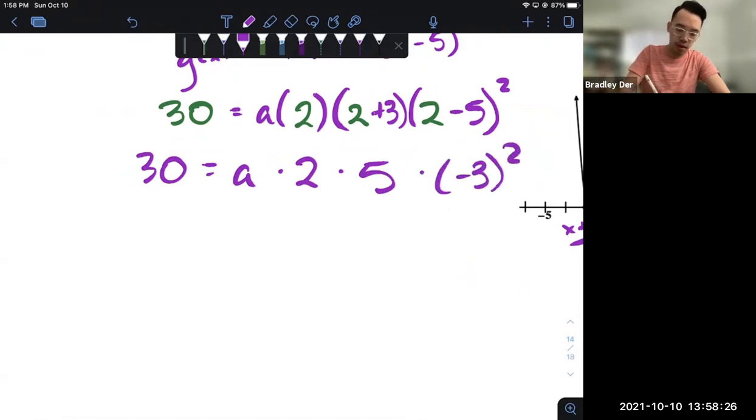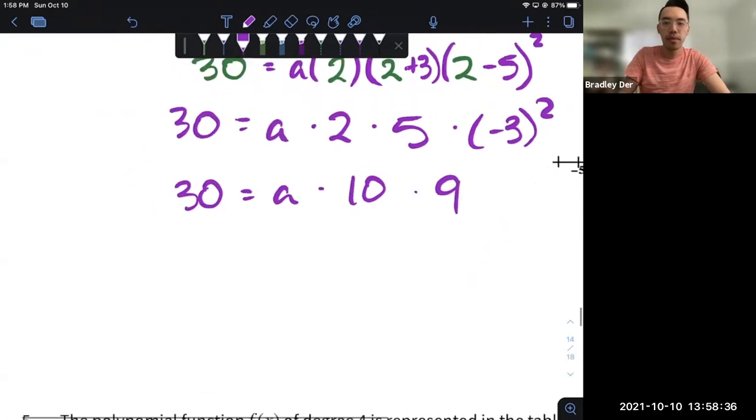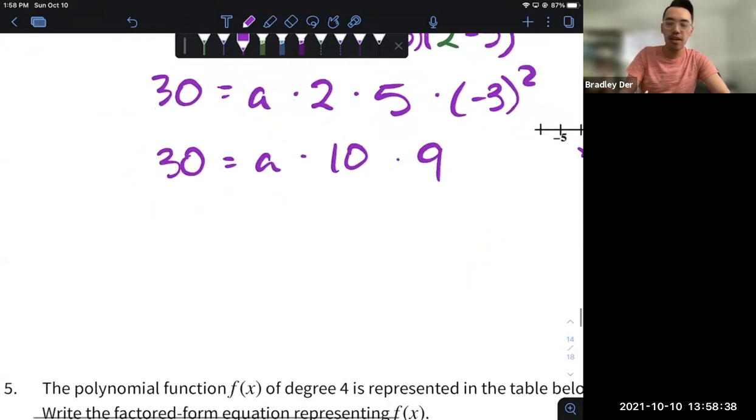Notice I'm using parentheses here. I can put the 2 and 5 together and make 10. This could be 9. And then it's not too bad if you multiply 10 and 9 together to make 90, because 30 over 90, that's not too bad. But there are times where that reduction in that division will get more difficult.